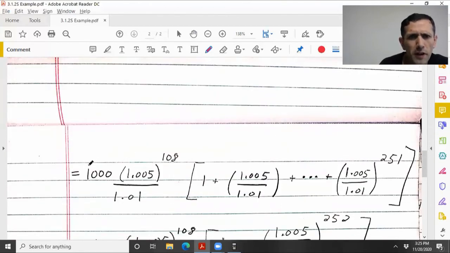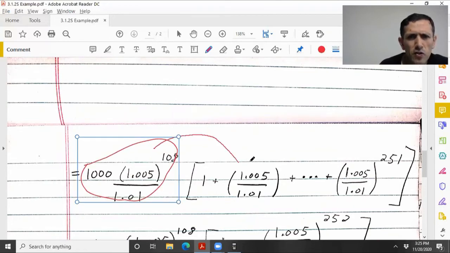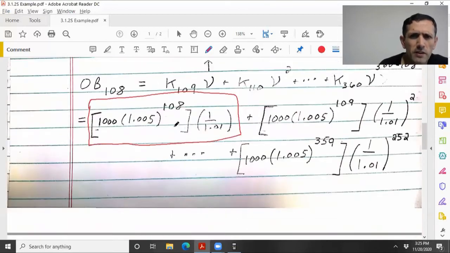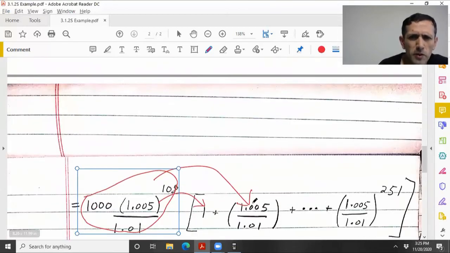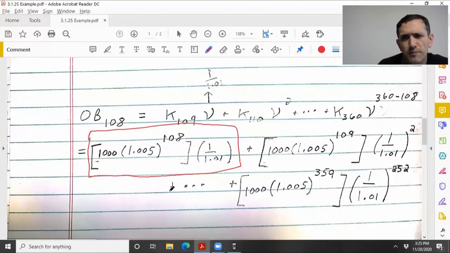Or if you want to think, you take this and distribute it here. We already said we get this term here. If I distribute this here, I get 1,000 times 1.005 to the 109 over 1.01 squared. Same thing, 1 over 1.01 squared. And that's exactly what I have here.